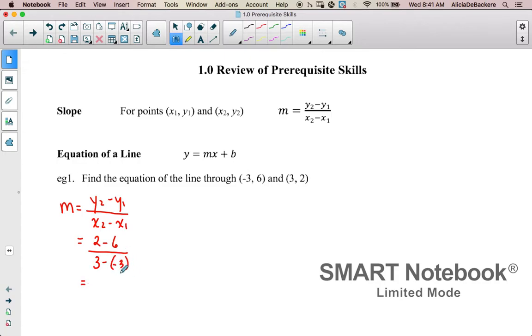Don't forget that when you subtract a negative, you do need to put brackets around that, and it's going to turn into an addition on the bottom. So we've got negative 4 over 6, which reduces to negative 2/3. And now we can find the equation of the line.